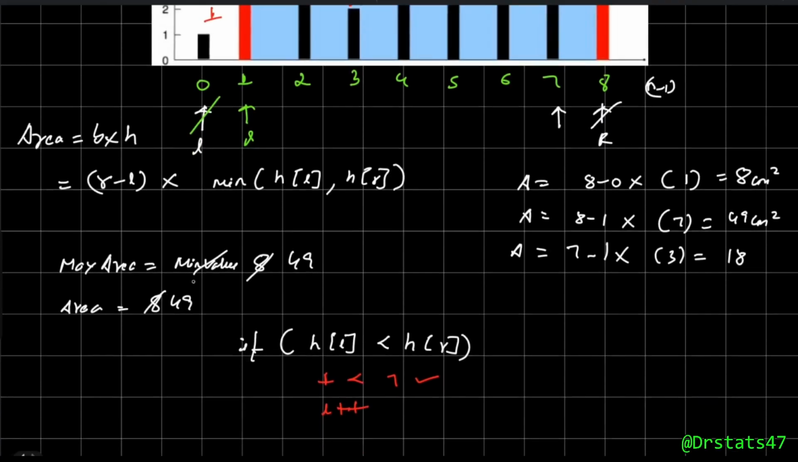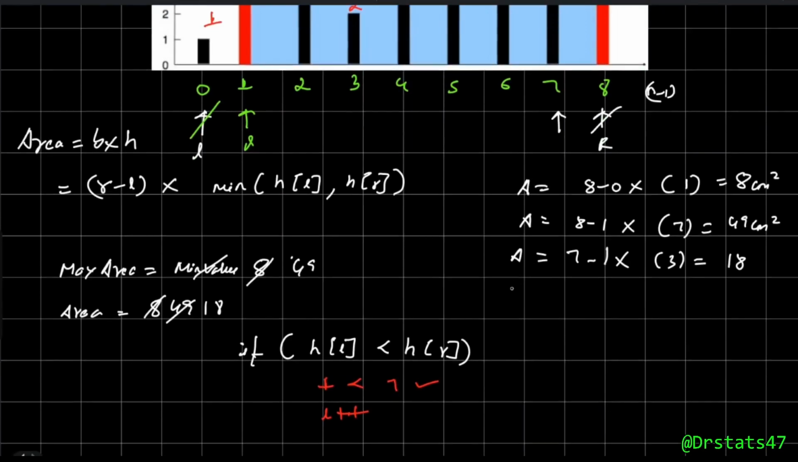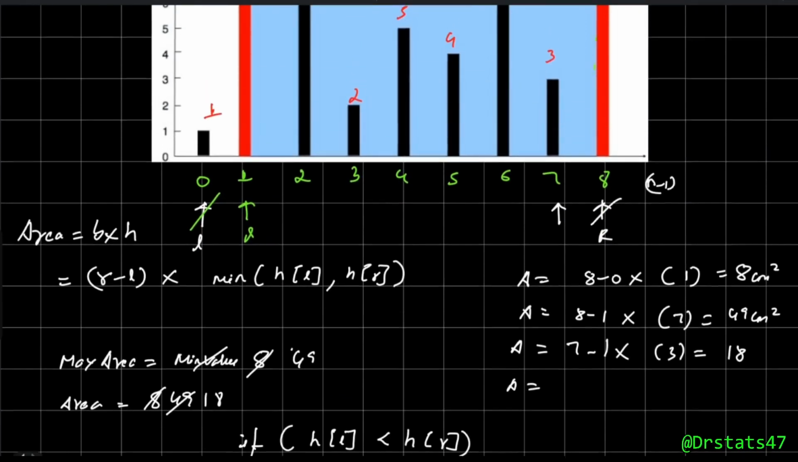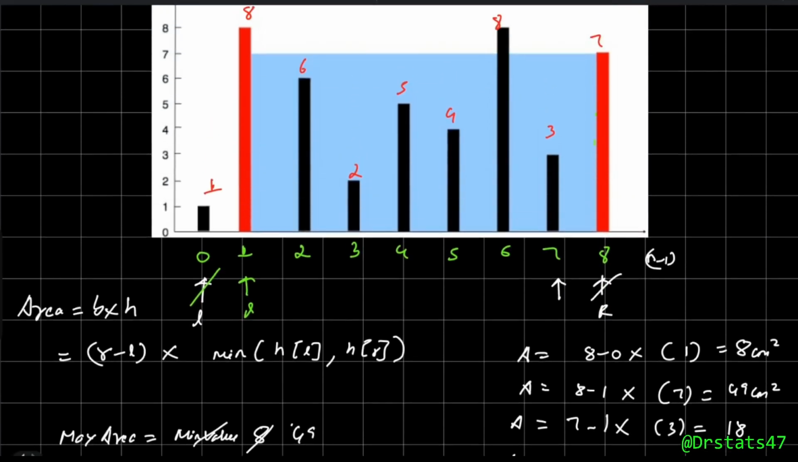18 is the area, so the area will be 18. Okay, this is 14. The area will be 18, and we have to compare 18 and 49. 49 is greater, so max area stays 49. Okay, now calculate the next part. In this, we have to move the pointer. The right pointer obviously moves to this.